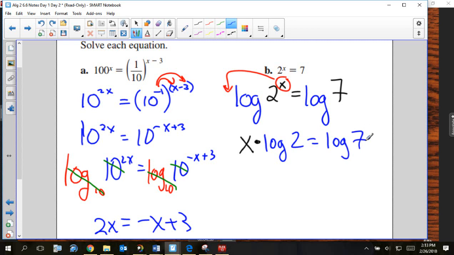And what are we trying to get by itself? X. So right now, x is being multiplied by log 2. How do I cancel out multiplication by anything? Divide by whatever that thing is. So I'm going to divide both sides by log 2. And since it's being multiplied, I can divide by it, and I get x by itself.